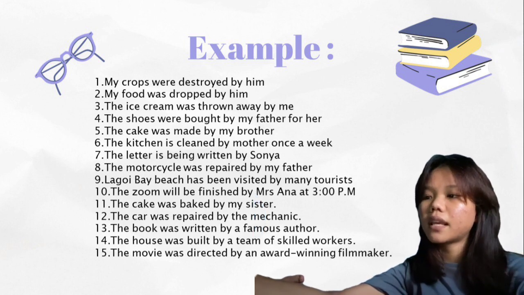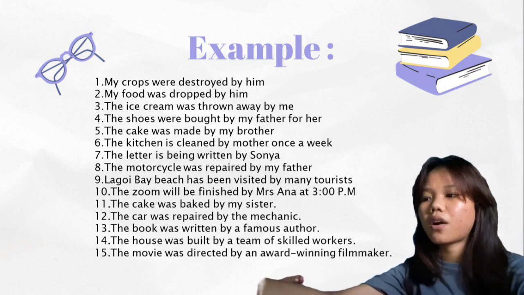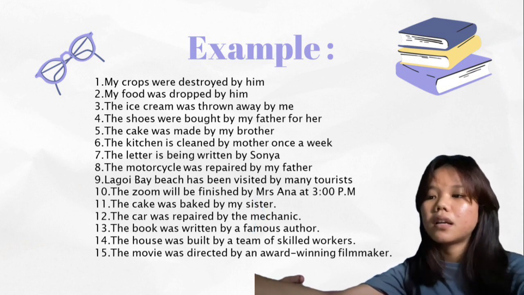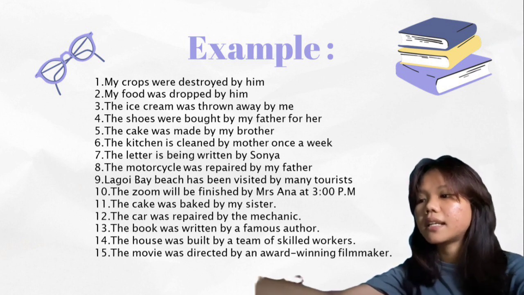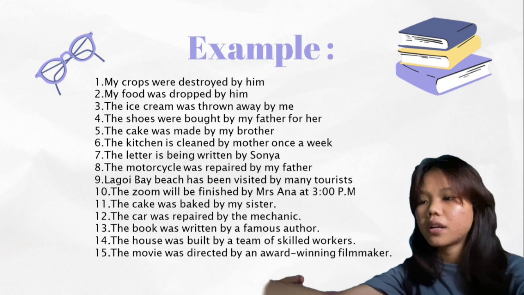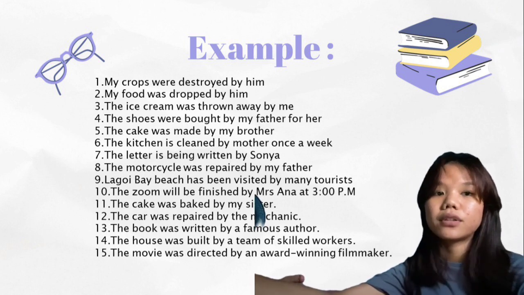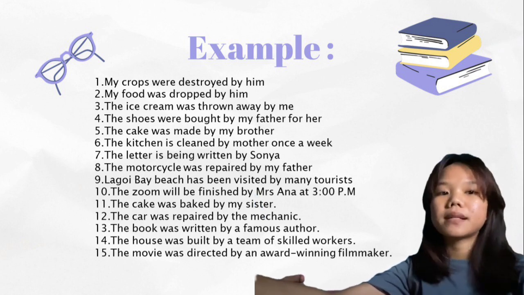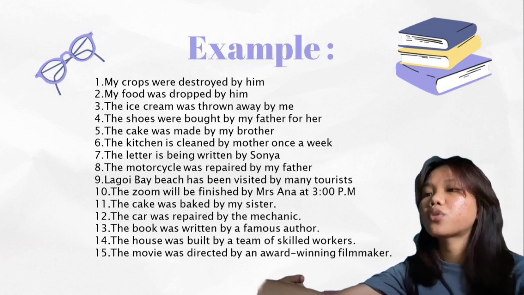So passive voice is used when we want to emphasize the action or the verb and the object of a sentence rather than the subject. This means that the subject is either less important than the action itself, or that we don't know who or what the subject is. So I want to explain to you some examples of passive voice. One is my crops were destroyed by him.